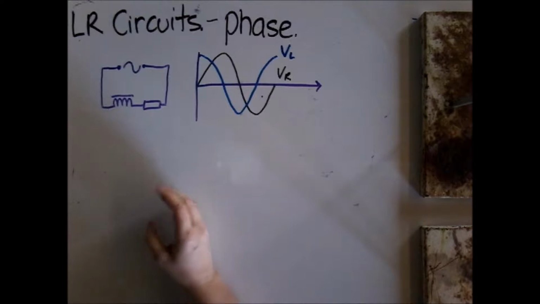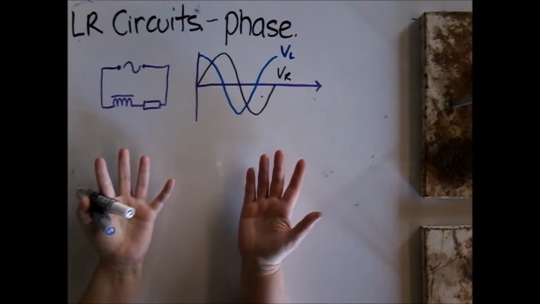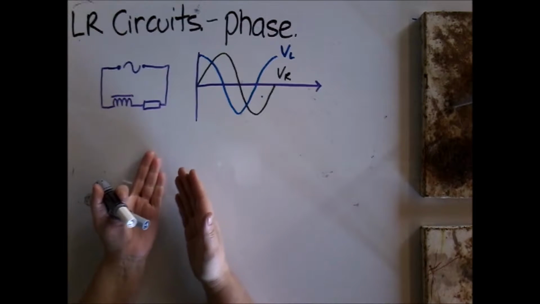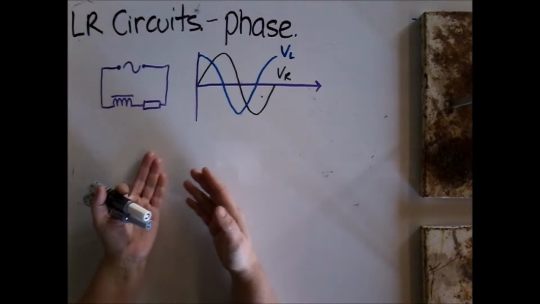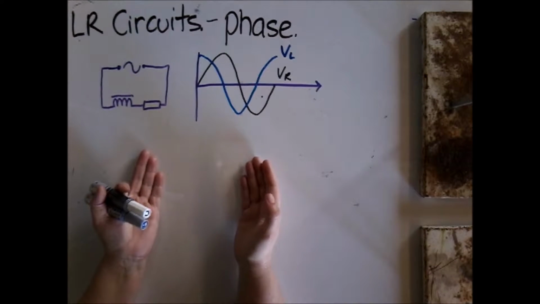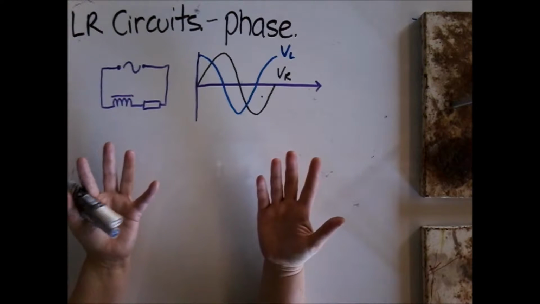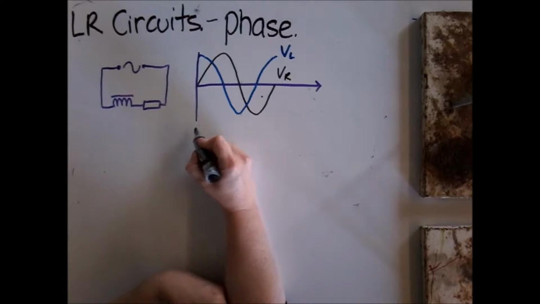So if you watched the videos that I made about capacitors, you'll be expecting this next step, which is the phase relationship between the inductor and the resistor, specifically the voltage across the inductor and the resistor. And magically, it turns out to be really similar. So again, we can draw our phasor diagrams.